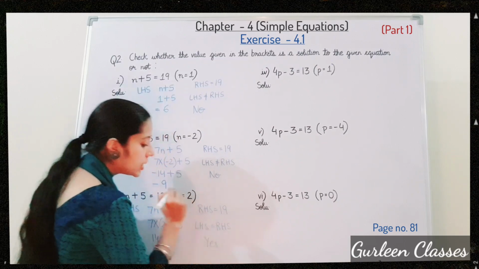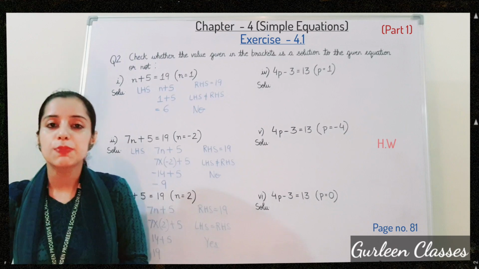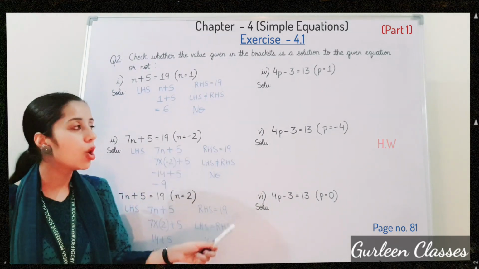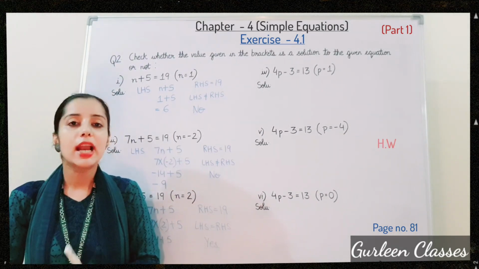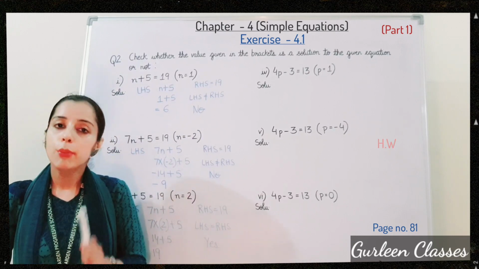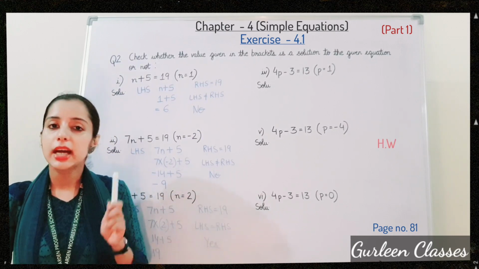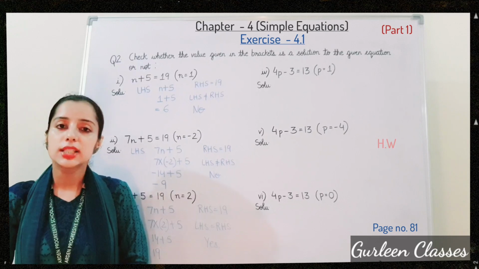Answer is yes. So students, 4 to 6 part will be a homework. You have to solve them in the same way. Here the value of P is written in the bracket. Put that value in the given equation and check whether LHS is equal to RHS or not.